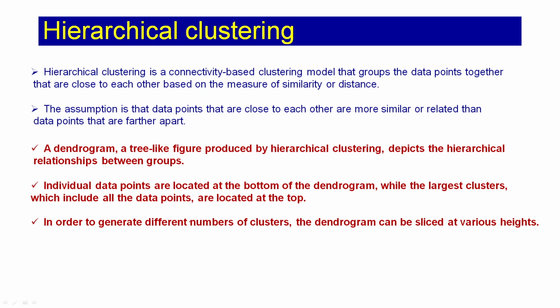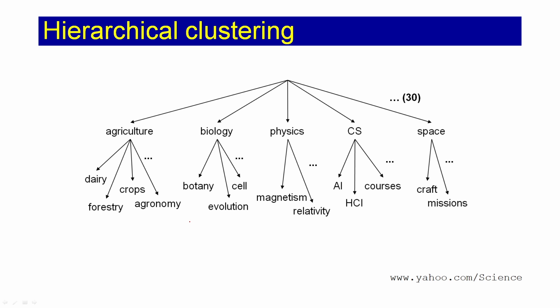Individual data points are located at the bottom of the dendrogram, while the largest cluster, which includes all the data points, is located at the top. Very simple. A tree has a stem, and the stem has other branches, exactly the same way. If you want to generate a different number of clusters, you can slice the dendrogram at different heights. Let us see that. There are different subjects, right? I have now written that. Let us talk about subjects.